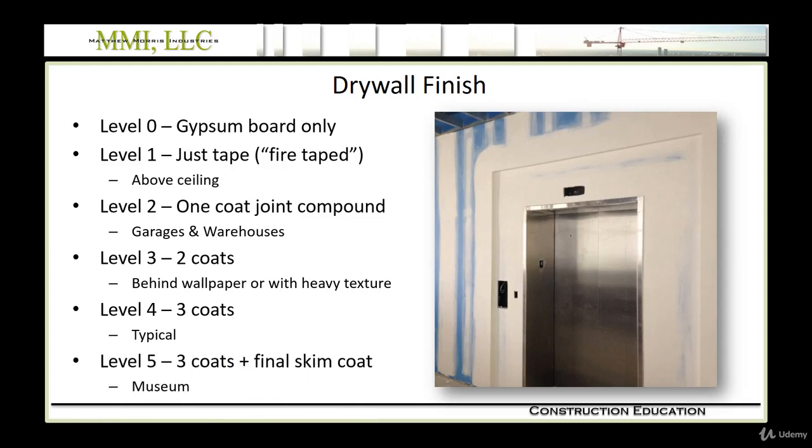Then you have a level 5 finish, and this is 3 coats plus a final skim coat, and you have this in museums, for example, where you need an absolutely perfect wall finish. And eventually you have a final skim coat over the entire wall, not just the joints like you see in the photo. So level 5 finishes are quite rare, unless you're in a really high-end facility.